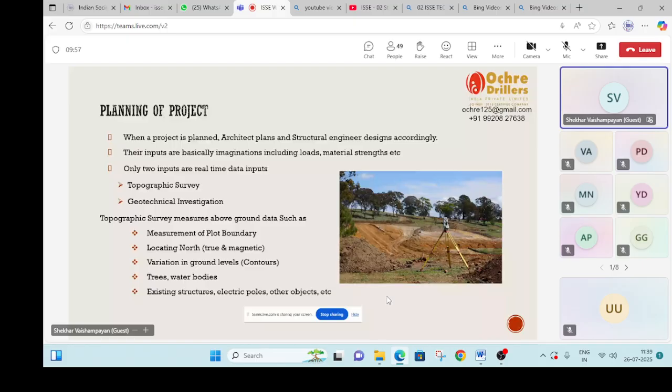Now, but then at the same time, there are two inputs which are real-time data inputs. Now, what are these two? These two are topographic survey and geotechnical investigation. We'll first discuss the topographic survey in detail. What does topographic survey do for you?